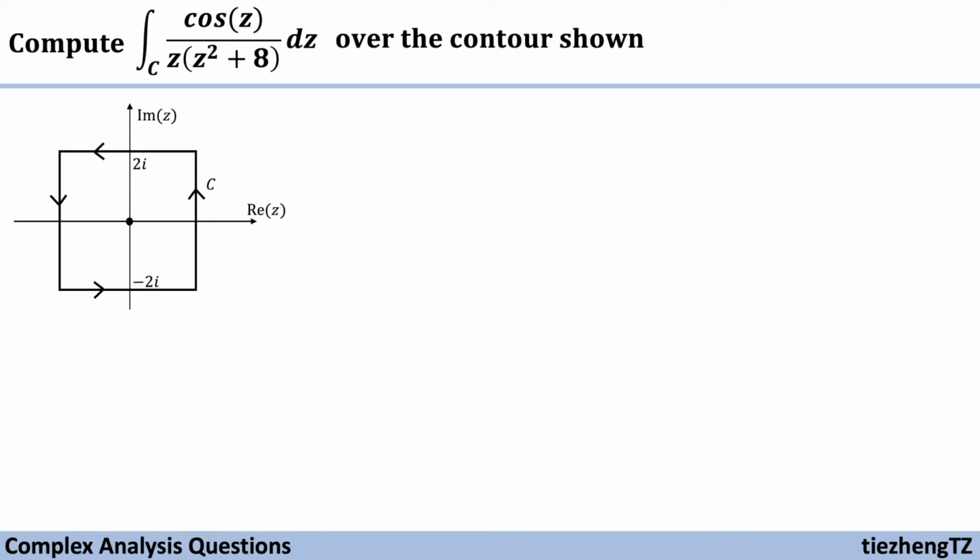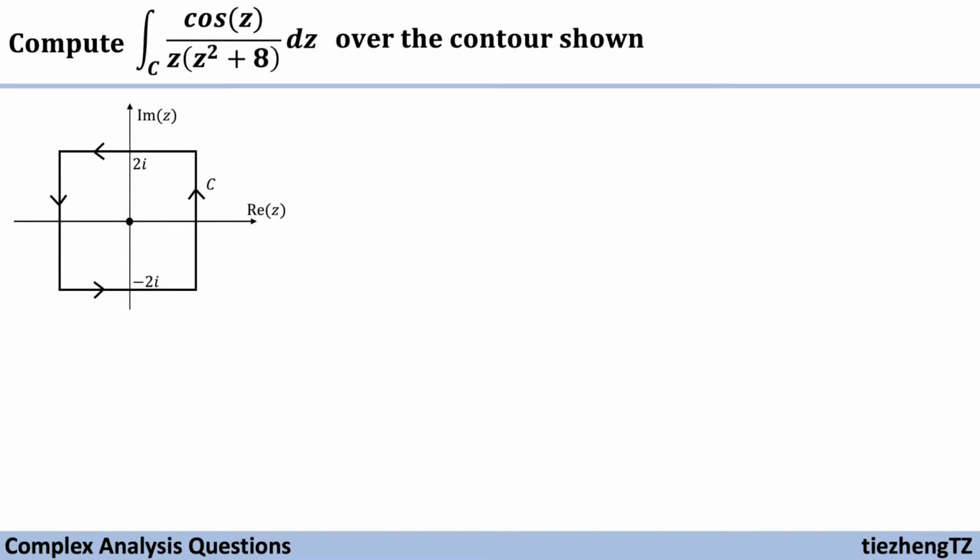This question is to compute the integral of cosine z over z times z squared plus 8 dz over the contour shown here. As you can see in this question, we are given the function, and we are also given the contour.